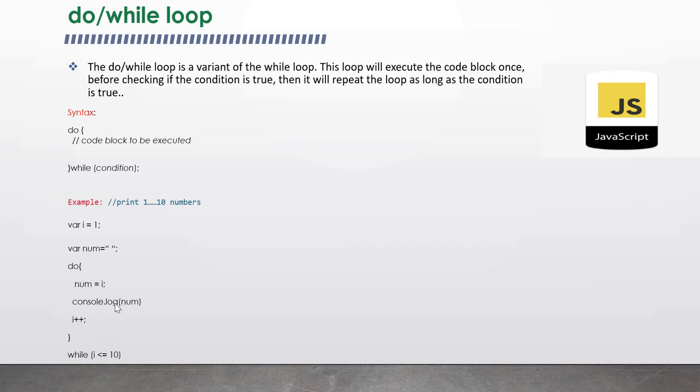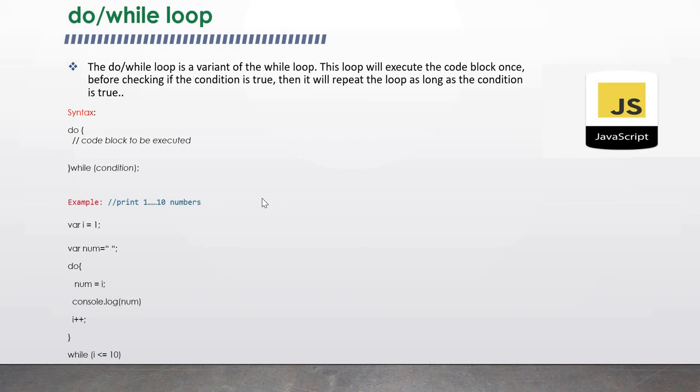So the last will be, after it prints the value of num, or I, as 10, it will increment by 1, so I will then be 11. When it checks the condition, 11 less than or equal to 10, no, it is false, so it will not go back to the do block. So that's the way you can use a do while loop to print 1 to 10 in ascending order.